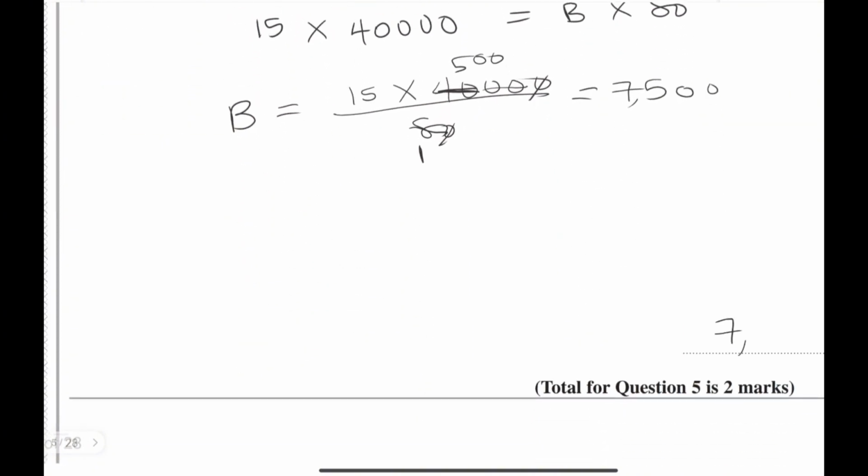So our answer is 7,500 cars of Model B that will be produced in the coming year.